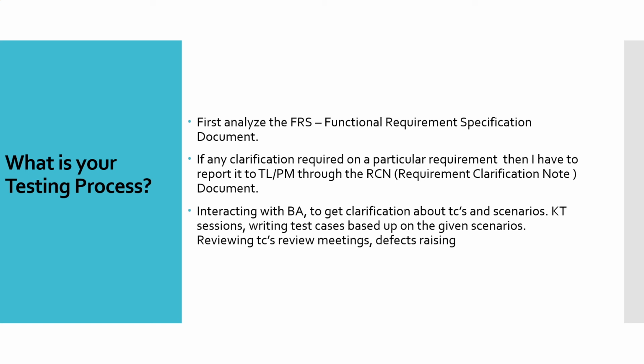First, I will do an overall brief once more: the functional requirement specification document, where we need to do some analysis. Once that is done, if you have any doubts after analyzing that functional requirement specification document, we are going to update all our doubts inside the RCN document, that is the requirement clarification note. Once we are done with this, we will send it to our project manager or TL, which is team lead. Based upon our discussion, this TL or PM will send this requirement clarification note to the business analyst.